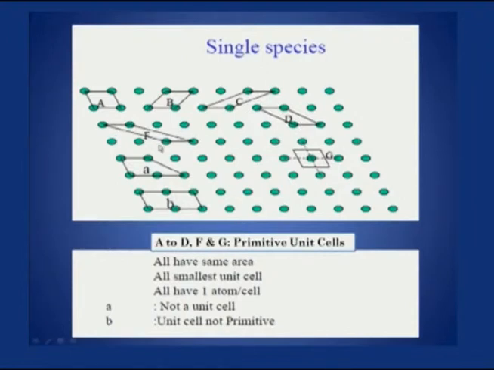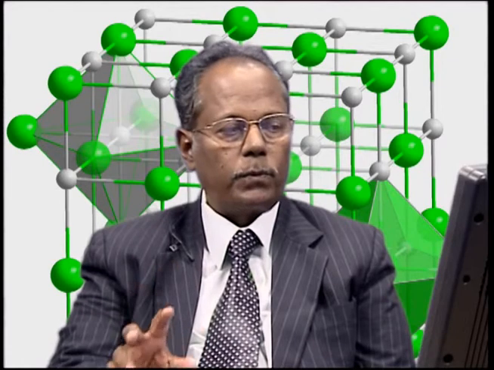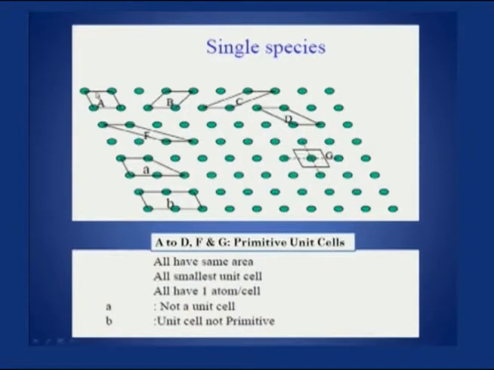So, you have to tell me now which are the primitive cells. A is a primitive cell, B is another, and C, D, F are primitive cells. What about G? G is also a primitive cell, right? It has only one lattice point per cell. How do you define a primitive cell? You should have only one lattice point per cell. So, you have 4 here, 4 into 1 by 4 is 1. So, there will be only one lattice point per cell.